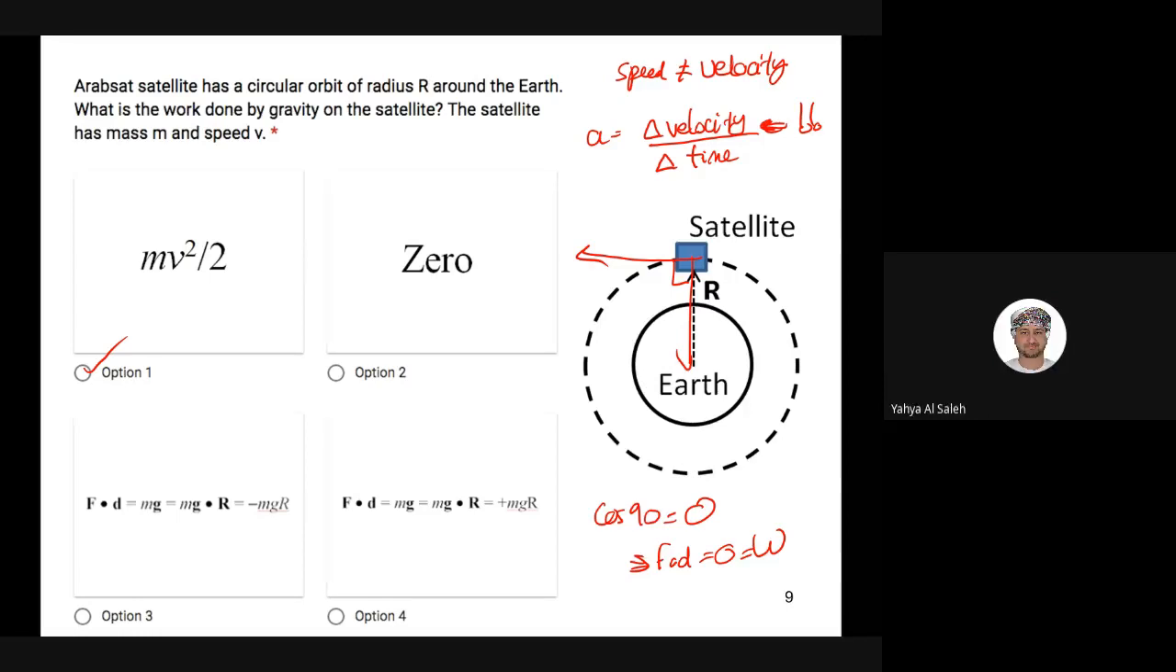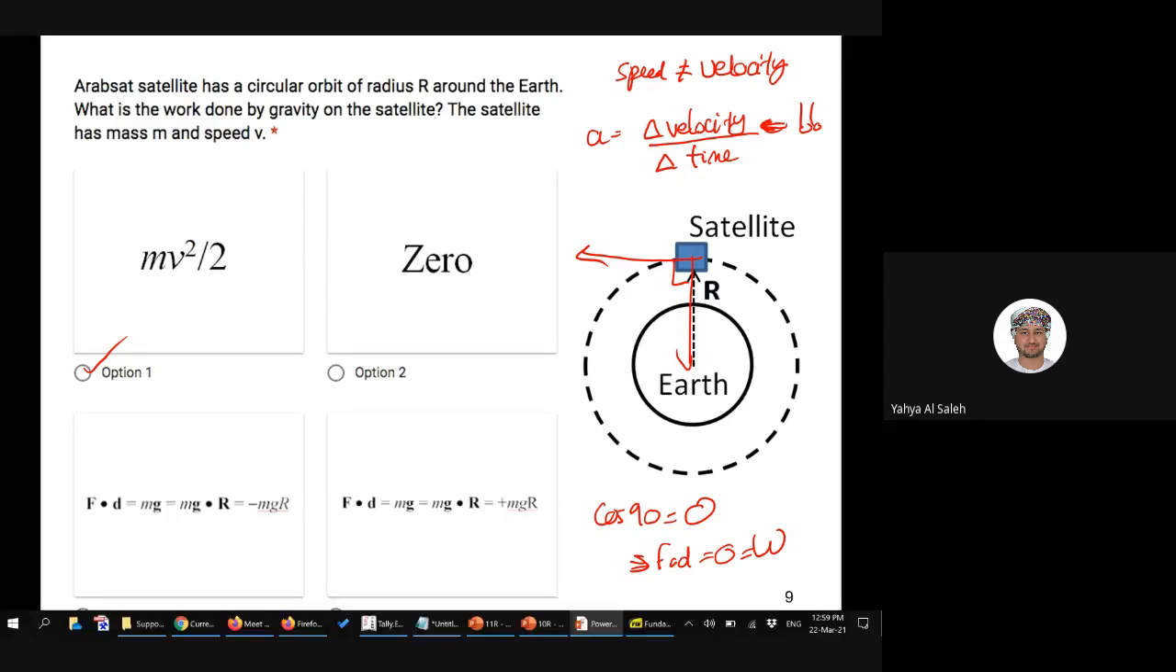If the satellite stops for any reason, it's going to fall down back to Earth. Because then the net work is not going to be equal to 0. It will no longer have the kinetic energy of a half mv squared going round and round and round.